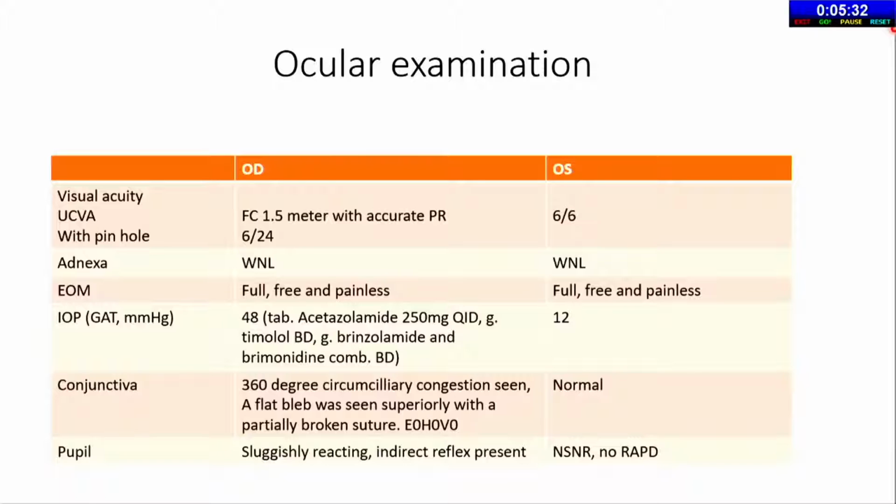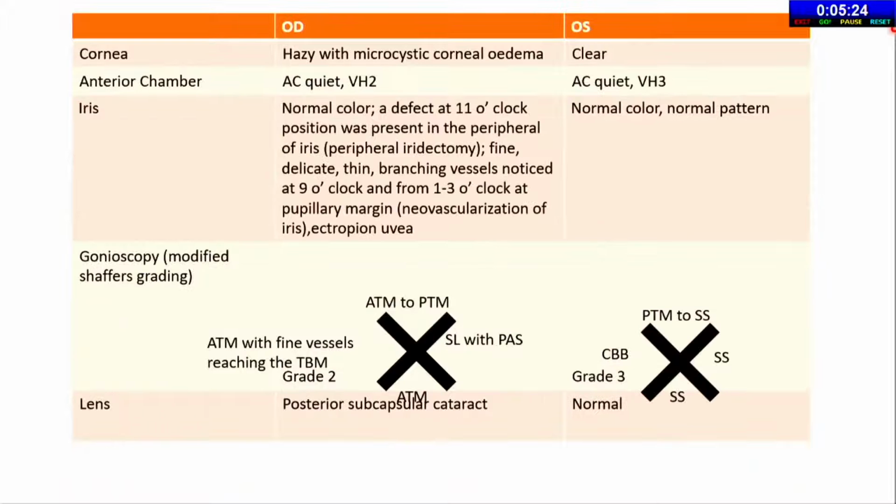So you have to tell about the bleb, grading of bleb on your own. Since pressure is very high, this trabeculectomy has failed, in fact. This patient had findings on the iris: there was NVI and ectropion uvea. Remember, if a patient has NVI and you mention ectropion uvea, the examiner won't be asking you about gonioscopy.